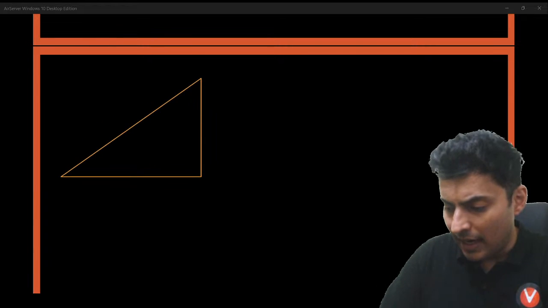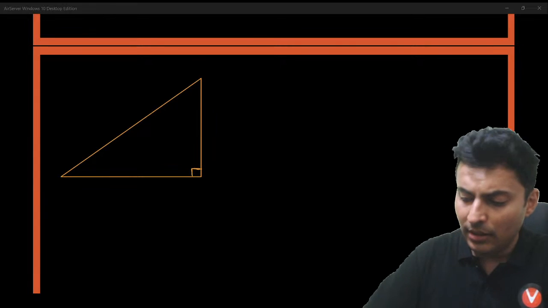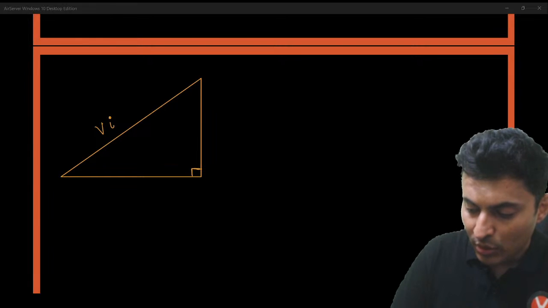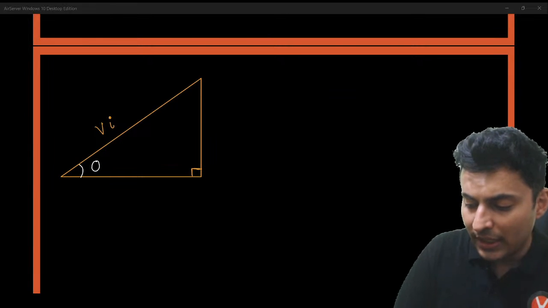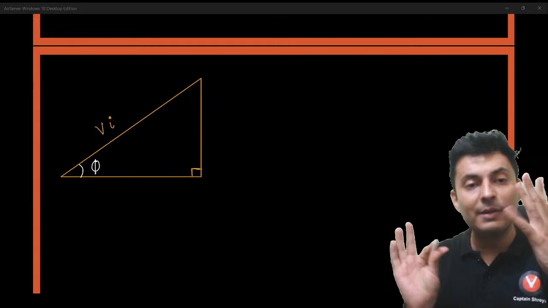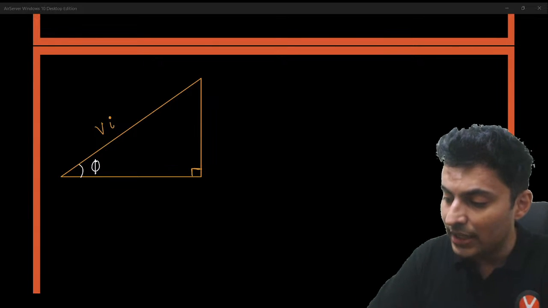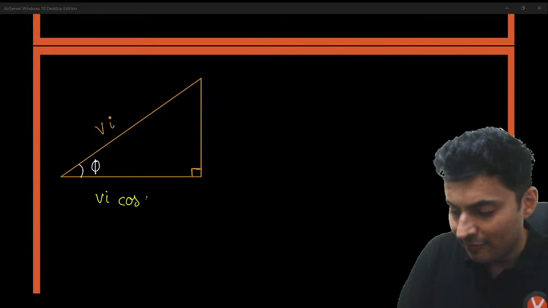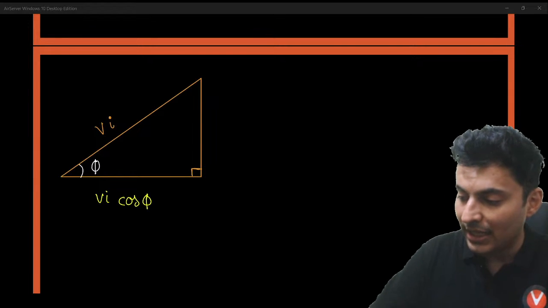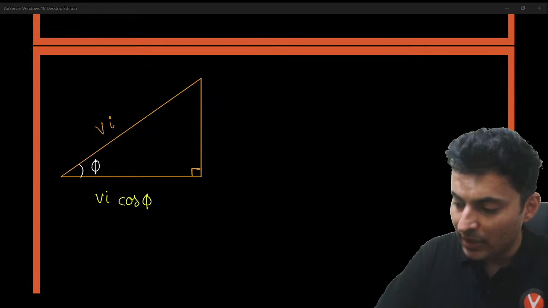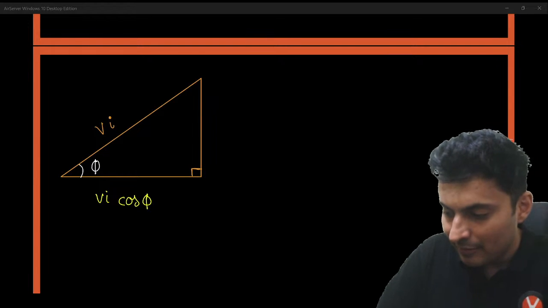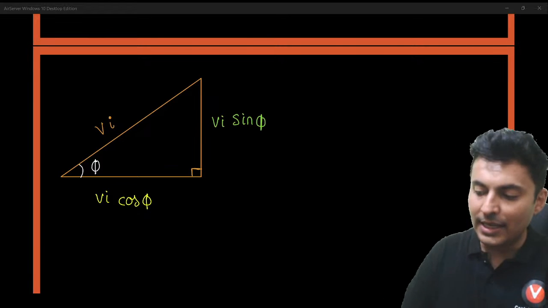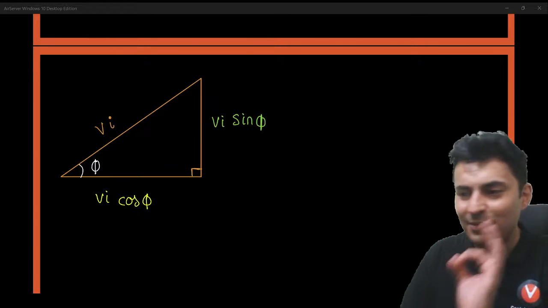You draw a right angle triangle, and the hypotenuse, you call it VI. Then you mark an angle, call it phi, which is the phase difference between voltage and current. So naturally, the base of the triangle will be VI cos phi. The height of the triangle will naturally become what, guys? It will become VI sin phi.